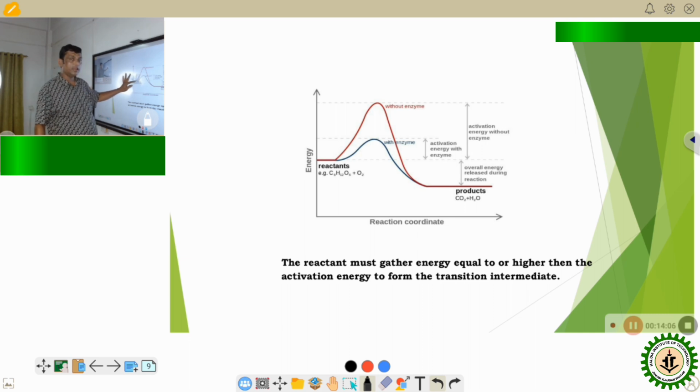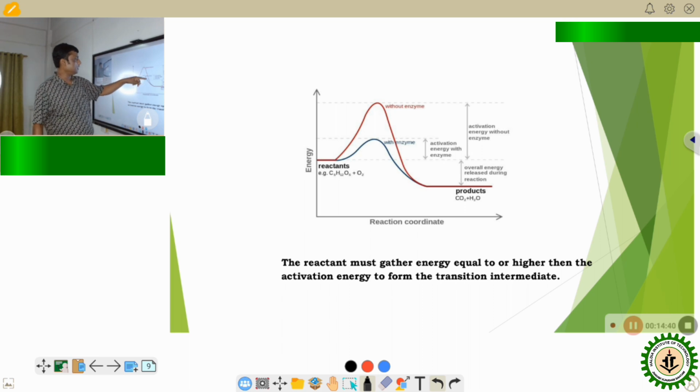Once the internal energy of this glucose reaches up to this point, it is able to convert into product. Otherwise not. So initially it absorbs some amount of energy and its internal energy reaches up to this peak. This is called the energy barrier, the height of the energy barrier. Once it crosses, it slowly gives and releases product.